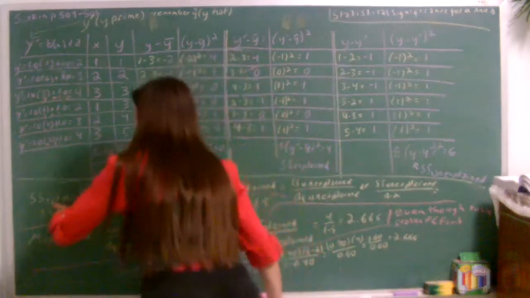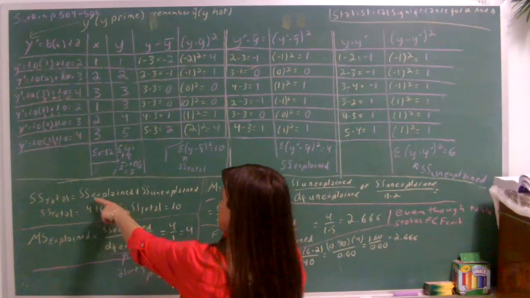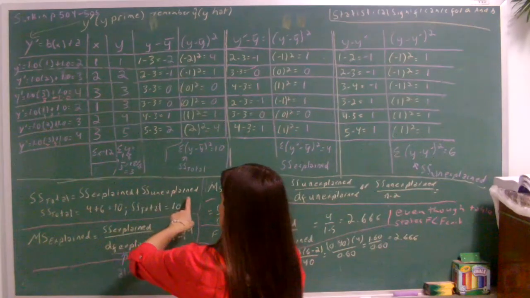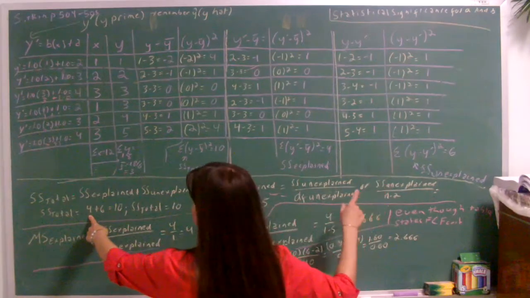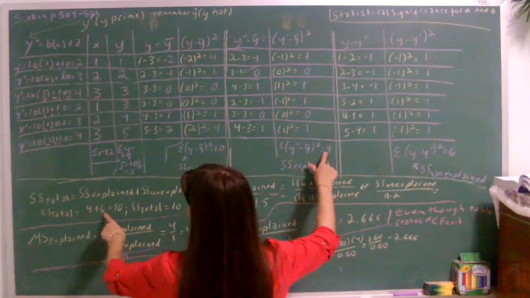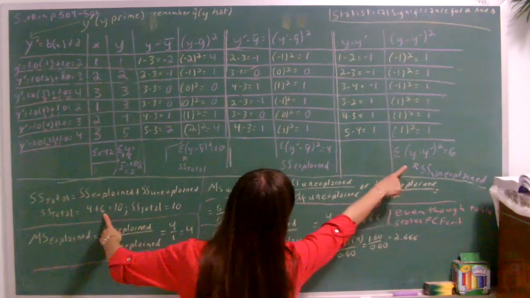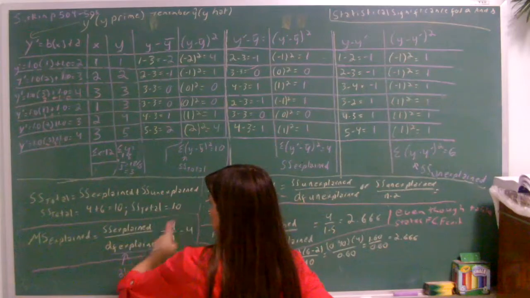So you have your SS total, your sum squares total, equals the sum squares explained, SS explained, plus SS unexplained. So sum squares total equals your sum squares explained, 4, plus the unexplained one, which is 6. 4 plus 6 equals 10. The sum squared total equals 10.